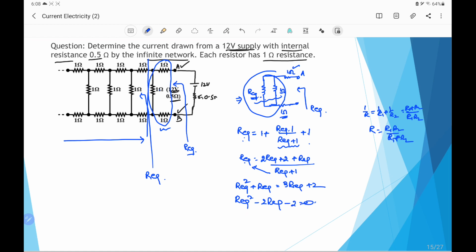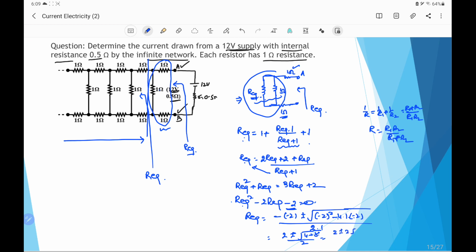Because it is a quadratic equation, the solution will be R equivalent equal to minus B, that is minus of minus 2, plus minus square root of B square, that is minus 2 square, minus 4 into A into C, where C is minus 2, all divided by 2A. The coefficient of R equivalent square is A, that is 1. On simplifying, it gives 2 plus minus square root of 4 plus 8, all by 2, that is 2 plus minus square root of 12.